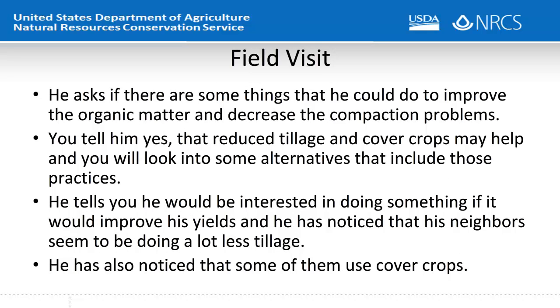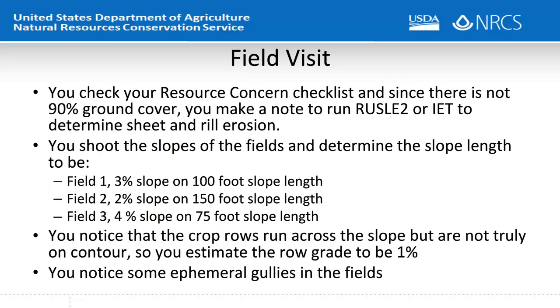He asks if there are some things that he could do to improve the organic matter and decrease the compaction problems. You tell him yes, that reduced tillage and cover crops may help, and you will look into some alternatives that include those practices. He tells you he would be interested in doing something if it would improve his yields, and he has noticed that his neighbors seem to be doing a lot less tillage. He has also noticed that some of them use cover crops.